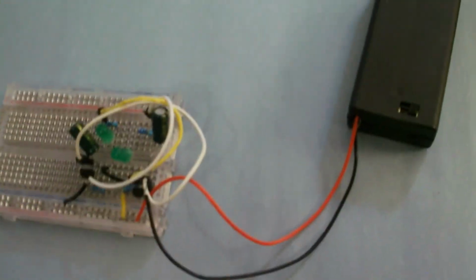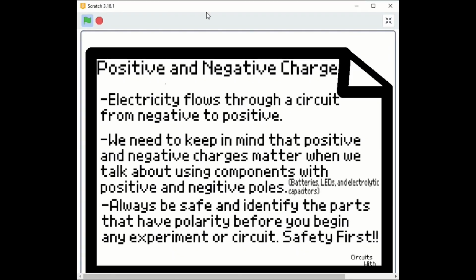So, I kind of want to go over a few key points about this topic of positive and negative charges. 1. Electricity flows through a circuit from negative to positive. 2. We need to keep in mind that positive and negative charges matter when we talk about using components with positive and negative poles, like batteries, LEDs, and electrolytic capacitors. 3. Always be safe and identify the parts that have polarity before you begin any experiment or circuit.